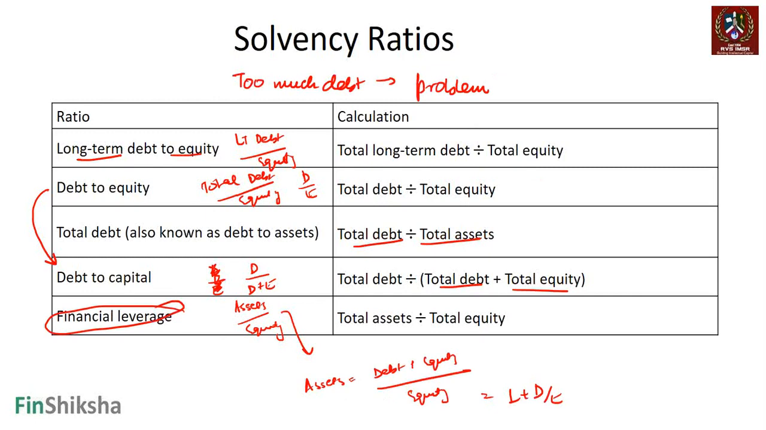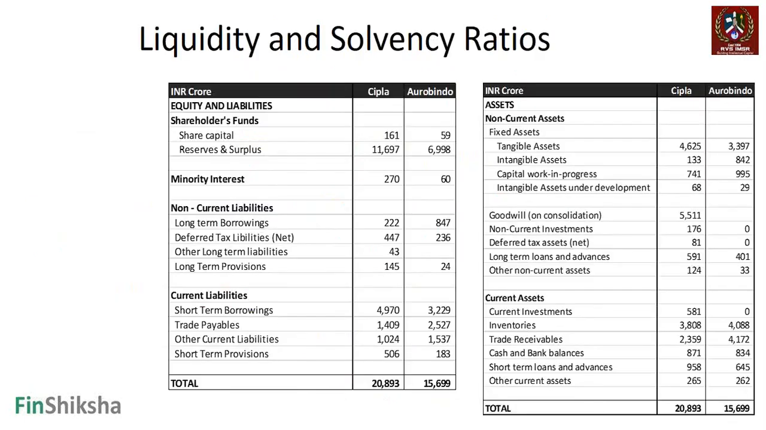So obviously too much debt is a problem, but how much is too much? We can always take a look at it in terms of the overall understanding. It's always good to compare all these ratios with respect to the industry and peers, right? So that's the important task that we need to have. Let's try and calculate them for our firms, Cipla and Aurobindo.